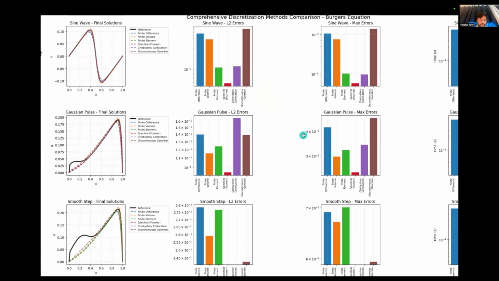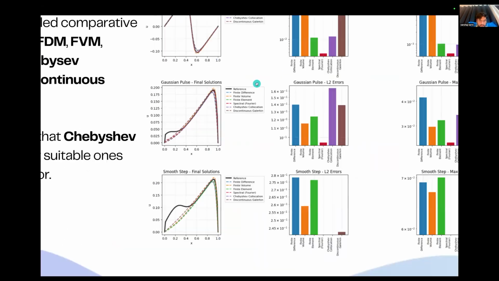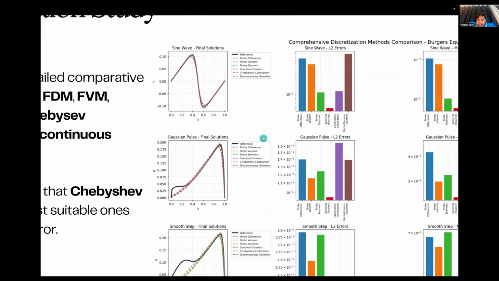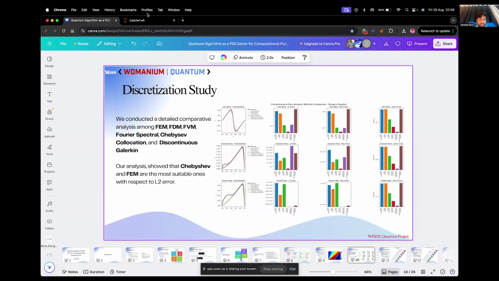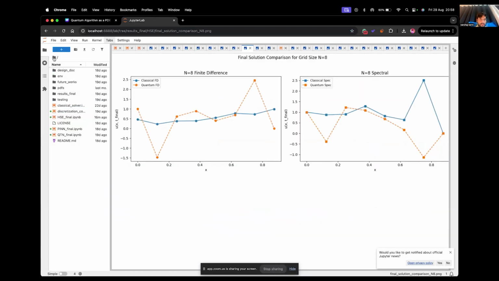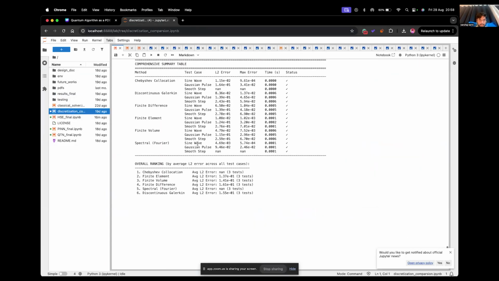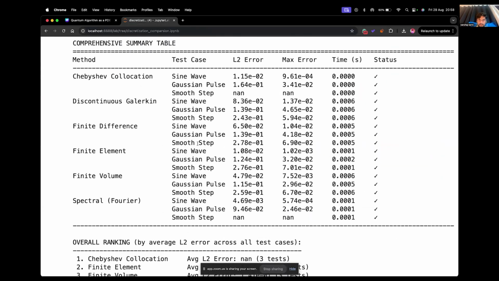Okay. Let me give me one. I'll show you a table that could make it a much better approach. Can you see these errors? Mm-hmm. Okay, so based on this, what we saw is that the Chebyshev for our test case for the smooth step, we did not get any result out of it, so we ignored this.